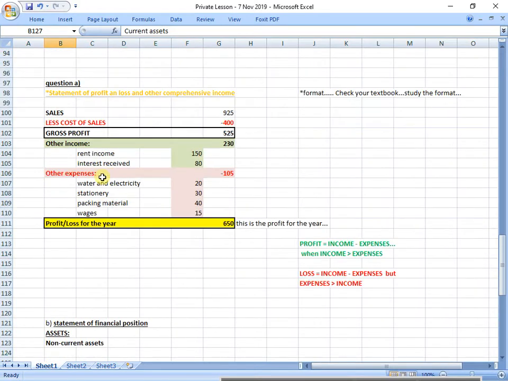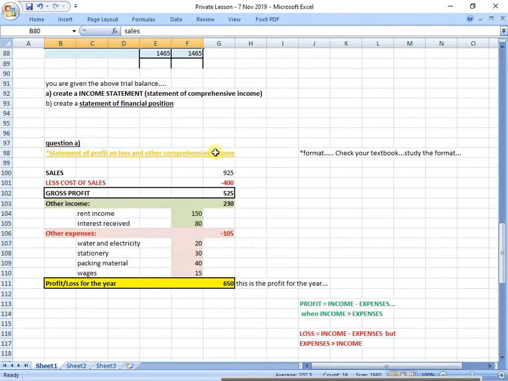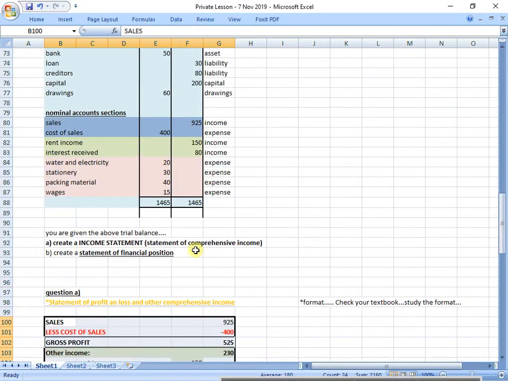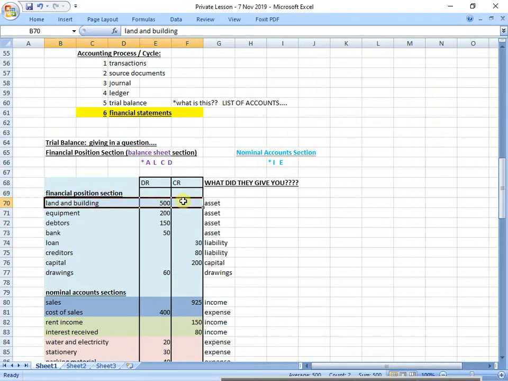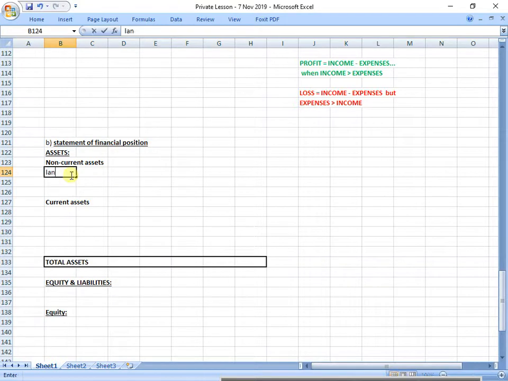Okay, let's go up to the top. I've looked at all of these. This is done. Income and expenses, complete. Income and expenses go here. Statement of comprehensive income. Now I need to look at this. Financial position section. Land and buildings. What is it? An asset. What asset? Long-term or short-term? Long-term. Land and buildings. How much were the land and buildings?